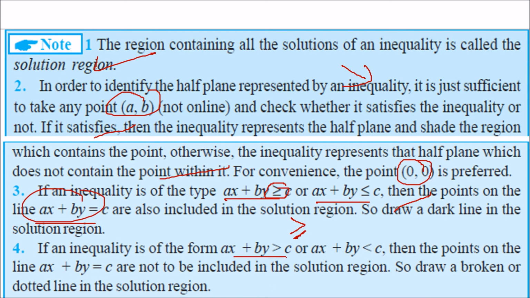If the inequality has only a strict sign, without greater than or equal to or less than or equal to, then you will not include the line ax plus by equal to c, right? So we'll see this in an example and you will understand what we mean by different planes and how we are going to solve it.